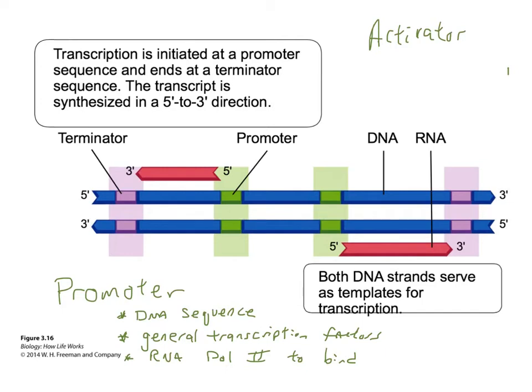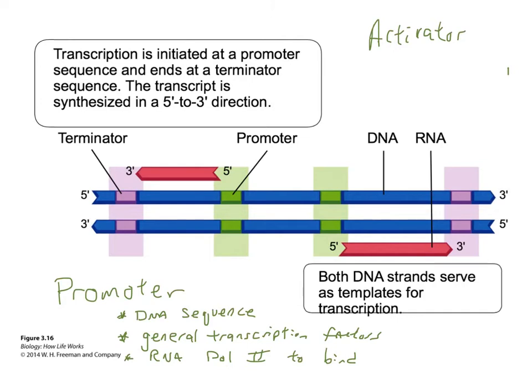Now, when we get to the end of our gene, we have a terminator sequence, which is a specialized sequence of DNA that causes the transcription to stop, and the mRNA is then released and can go on its way to being translated.